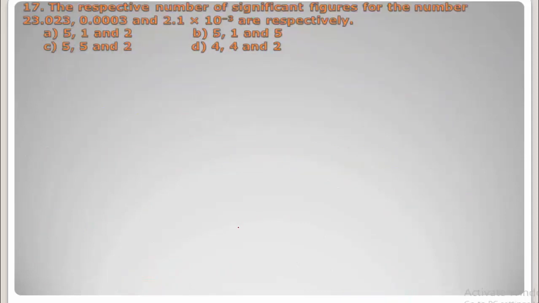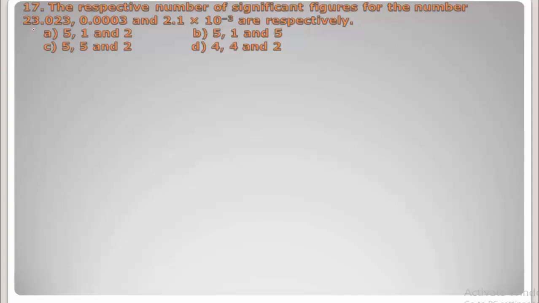Next one, the respective number of significant figures for the numbers 23.023, 0.0003 and 2.1 into 10 raised to minus 3 are respectively. So here we have to find the significant figures in the given three numbers.